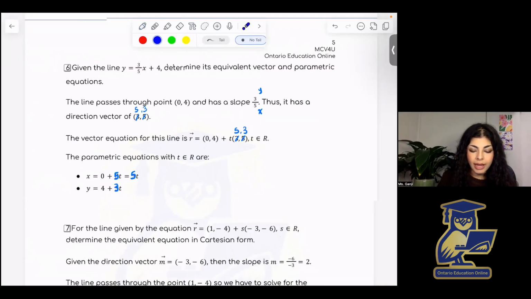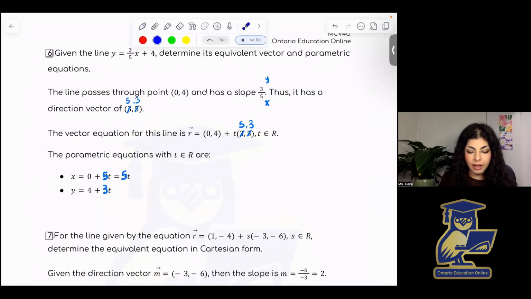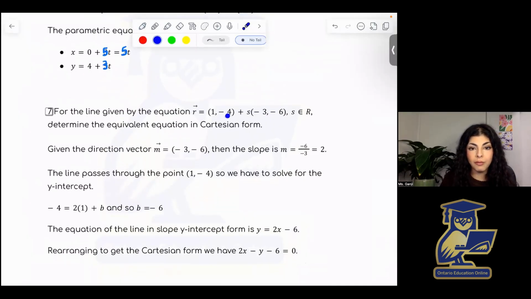Now, for the line given by the equation r equals (1, -4) plus s times (-3, -6). So this is our direction vector with s in the set of real numbers. Now we want to find the equivalent equation in Cartesian form. So remember, it's that ax plus by plus c is equal to 0. So we have the direction vector here, which is m, given by (-3, -6). So then the slope is going to be y over x, which is -6 over -3, and this is equal to 2. Now, we also know that the line passes through the point (1, -4).